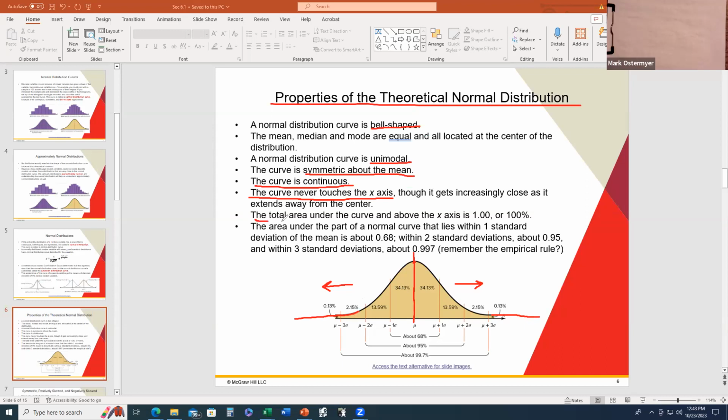This is very important. The total area under the curve and above the x-axis is 1 or 100%. So what we're going to learn very quickly here is that for continuous probability distributions, it's the area between the curve and the x-axis which are called probabilities. Okay, so areas are equal to probabilities with continuous distributions.